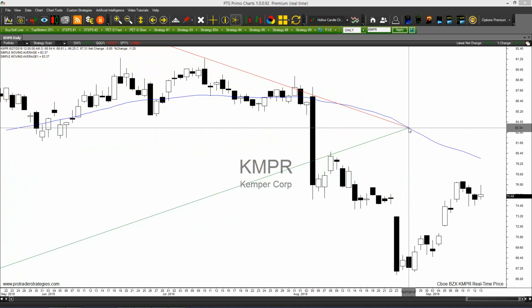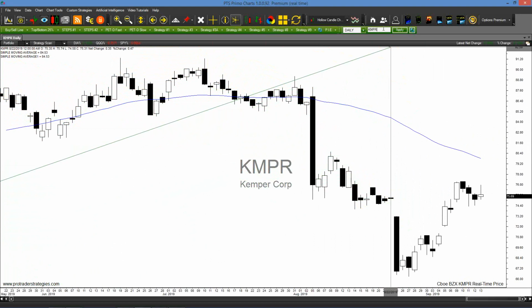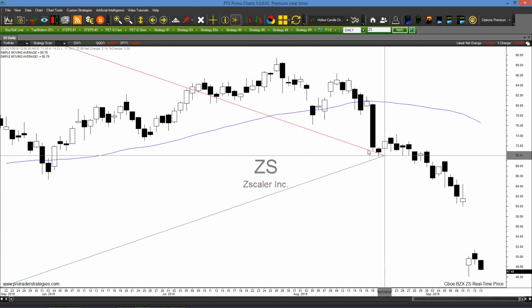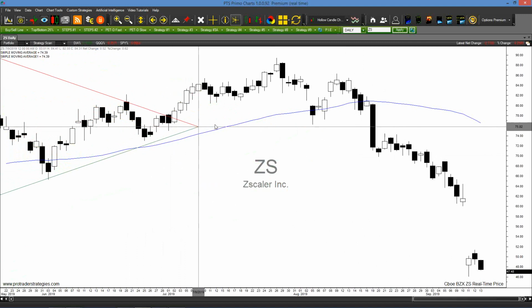Let's see, what else do we look at? Let's look at ZS, okay? Someone's asking about ZS. I really don't know what that is, so we'll find out on our benchmark here. ZS Scalar, I'm not really sure of this company. As you can see, this is not where it would help much.